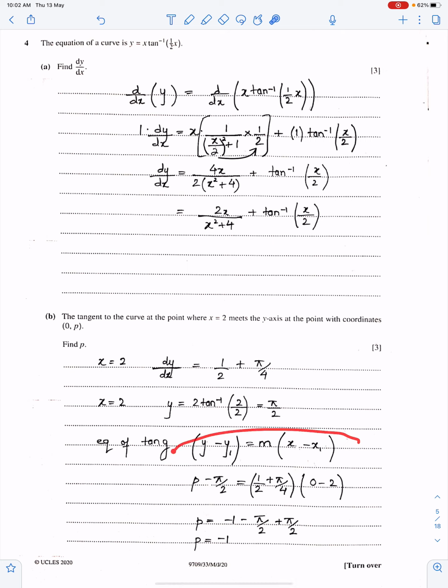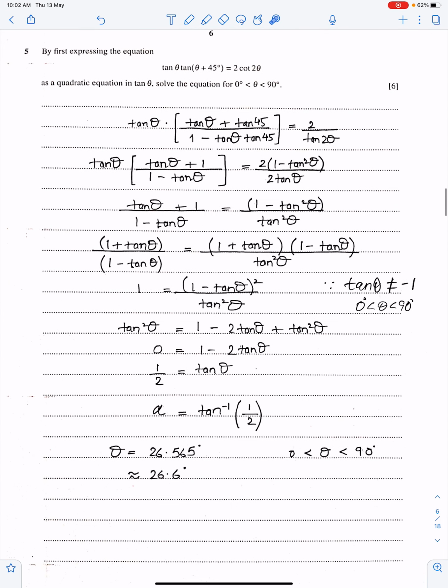This is the gradient of the tangent. Now this is the equation of the tangent: y minus y1 equals m times (x minus x1). And at this point, y is p, so you can write p here. This is the value of p. First get the equation of the tangent and then substitute y by p. This is the required value of p.